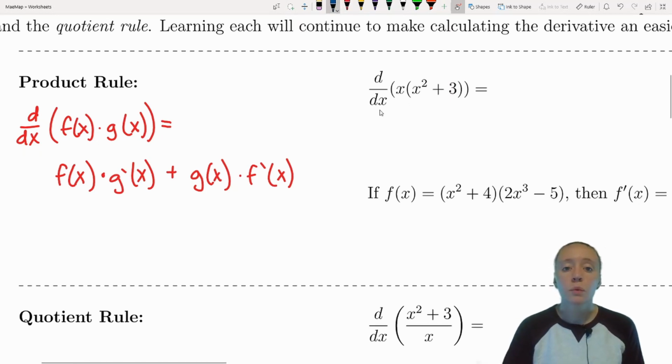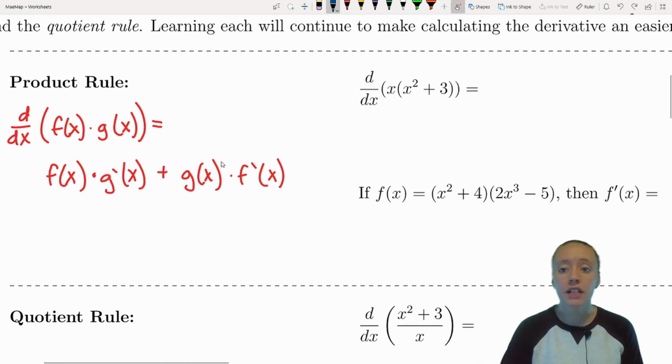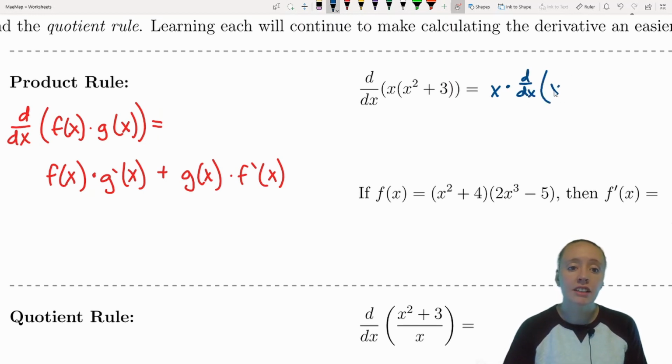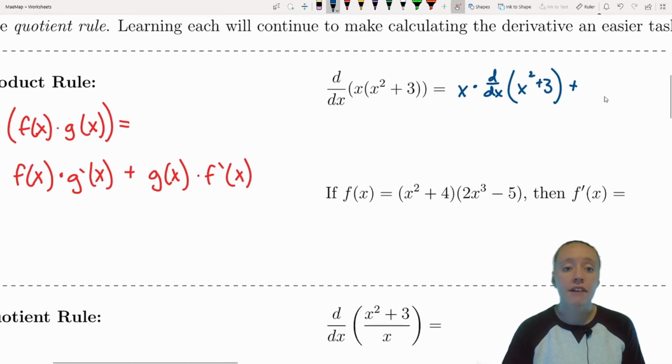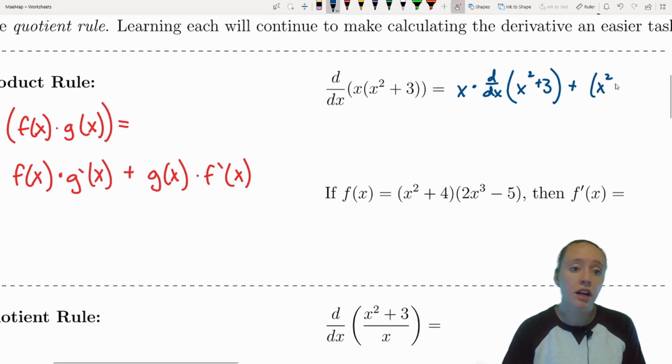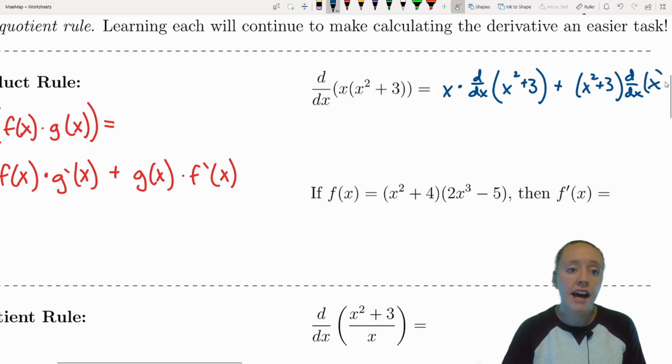So let's look at this with our first example, the derivative of x times x squared plus 3. Following our formula, we have our first function, which is x, times the derivative of our second function, x squared plus 3. Then we add that to our second function, x squared plus 3, times the derivative of our first function, which is the derivative of x.